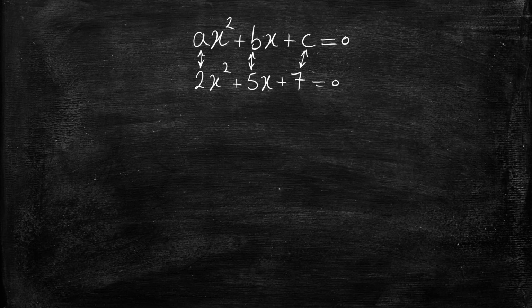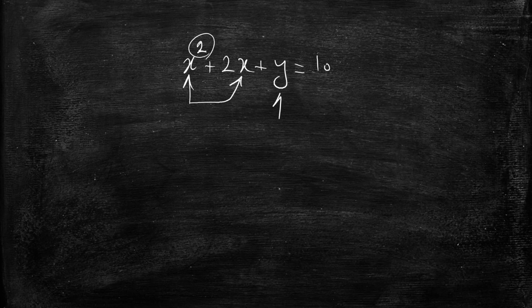Now we are going to get introduced into quadratic equations with two variables. So take a look at this one. For example, x squared plus 2x plus y equals 10. So first of all, this is a second degree equation because the largest exponent of any unknown in this equation is 2. And it has two variables. One of the variables is x, the other variable is y.